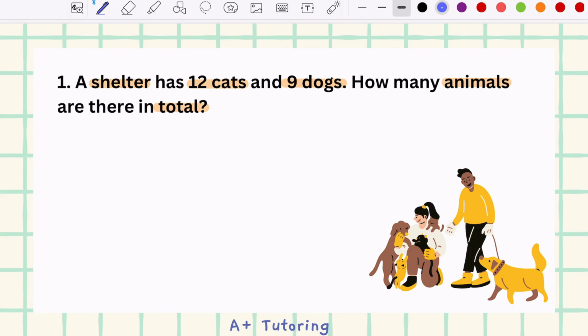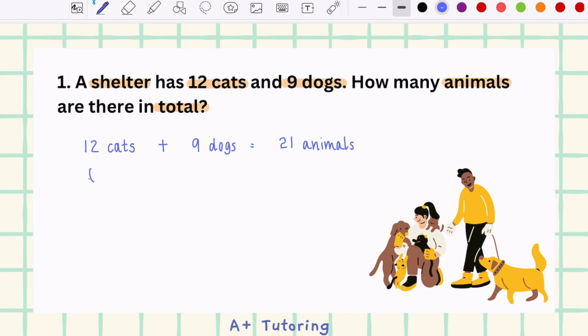So we know that we've got 12 cats and we've got 9 dogs. And we're being asked how many animals we've got in total, right? So this essentially means 12 plus 9, which gives us 21 animals.